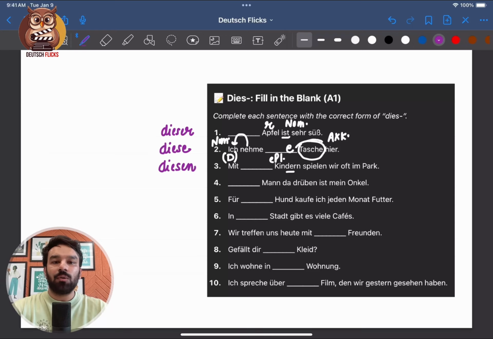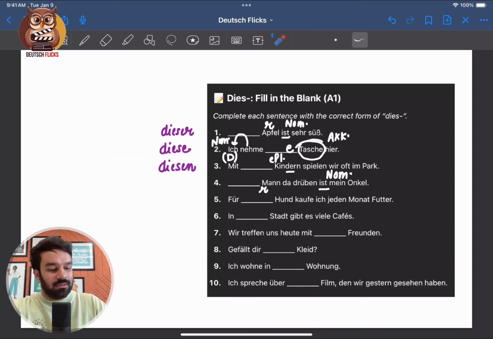Nummer 4. Lücke Mann da drüben ist mein Onkel. So, that man over there is my uncle. It seems this is the subject of the sentence. The man over there is my uncle, right? Again, it is strictly nominative, we know. And we'll go with dieser.